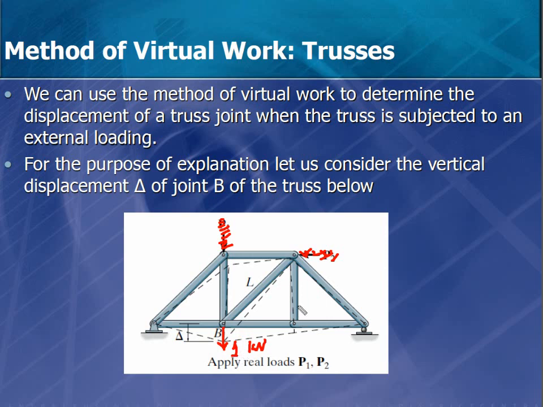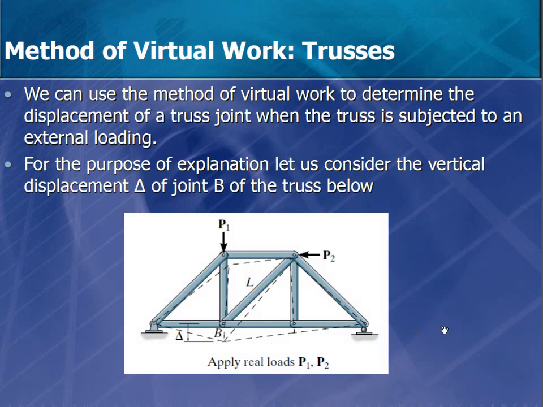So this 1 kilonewton is going to create what? Internal forces again. But this time the internal forces, we will assume them as n small. So each element will have its own n small. This will be n1, n2, n3, n4. So for each bar, I will have another internal force, but this time it is due to the 1 kilonewton. We call those virtual internal forces because they come because of the virtual force that I applied there.